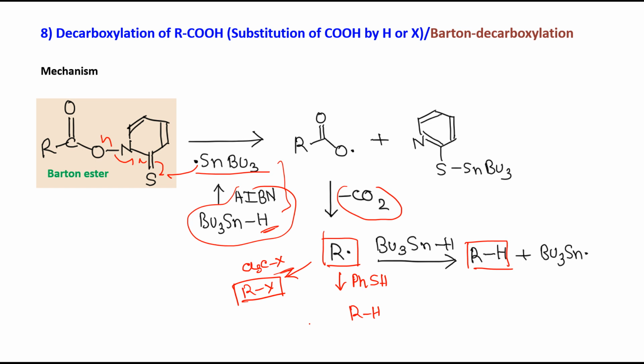So all these are the general way we have seen the mechanism, because this R group may be any group, it may be a very large group also. So actual example we need to see.